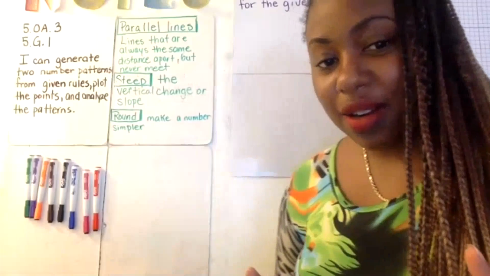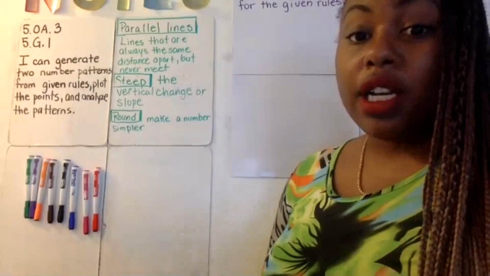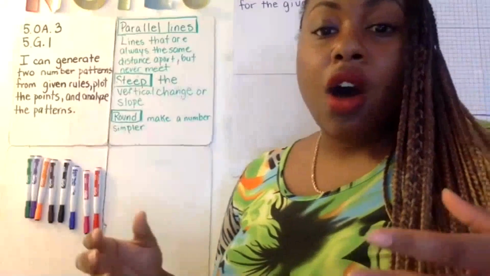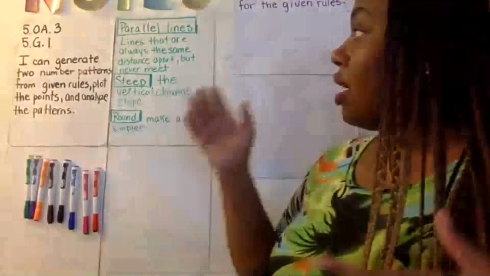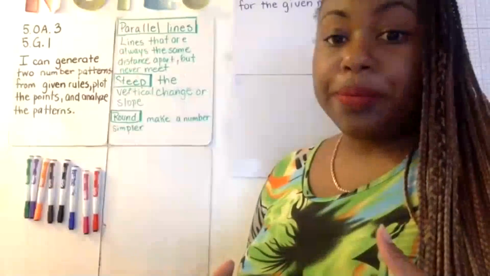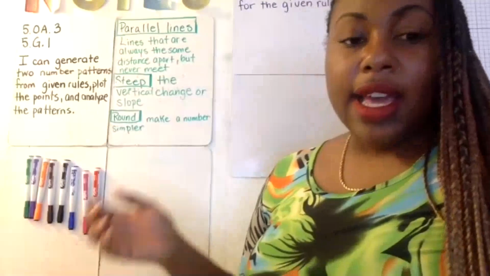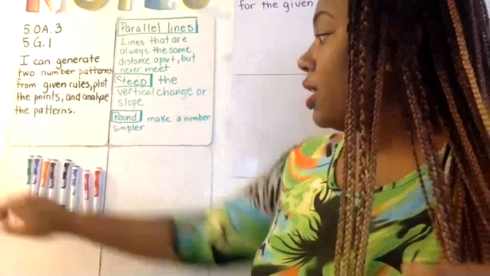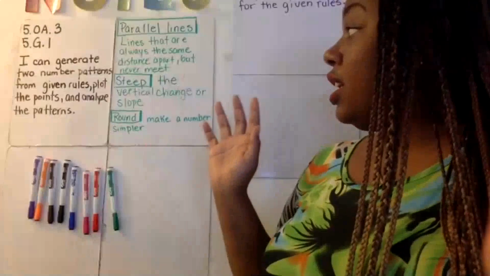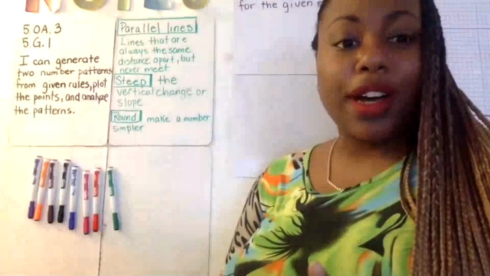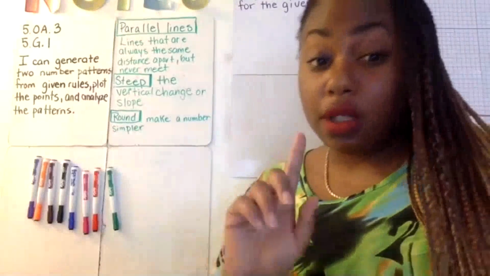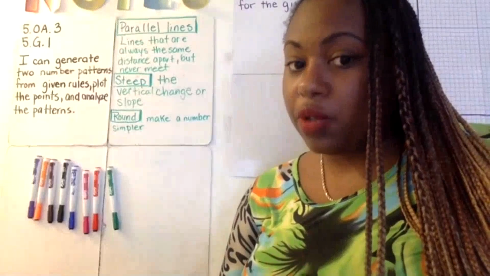So let's start with parallel lines. Parallel lines are lines that always have the same distance apart, but they actually never meet. All right? The next word, this is a new word, and it's steep. Steep is the vertical change or slope of a line. You're going to hear that word slope a lot when you get to middle school and high school.